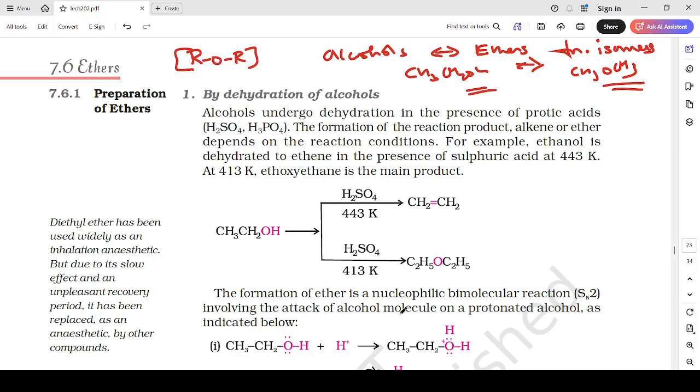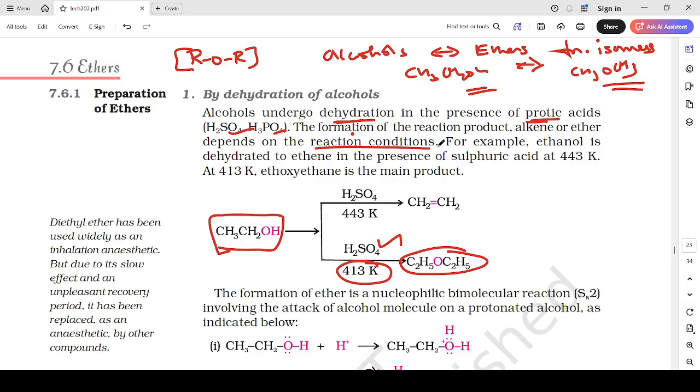So how do I prepare it? As I mentioned already, I have ethanol. I treat it at 413 Kelvin with sulfuric acid. I form ether. Alcohols undergo dehydration in the presence of protic acids. The reaction product, alkene or ether, depends upon the reaction conditions. If I do it at higher temperature, it is alkene. If I do it at a little lower temperature, it is ether.